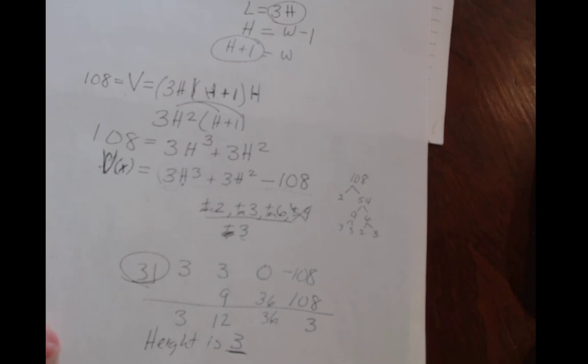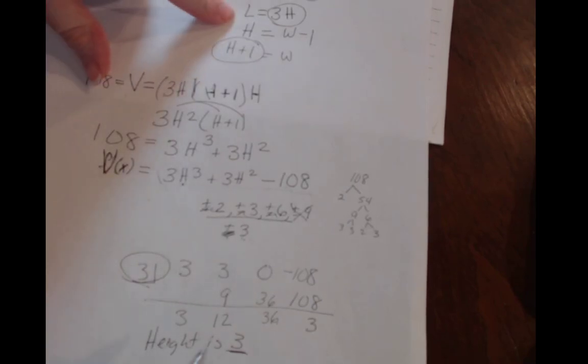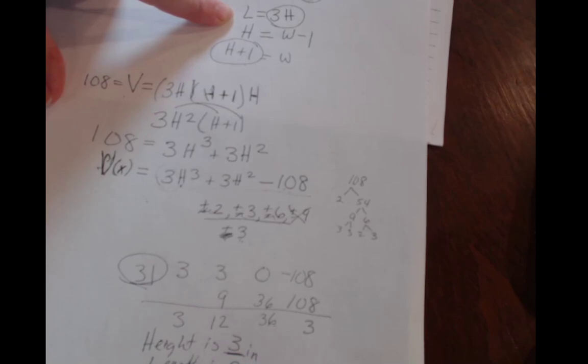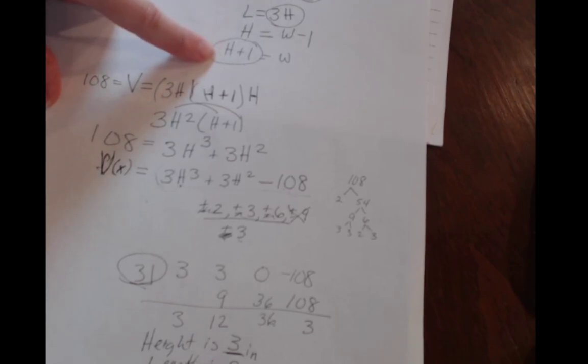The height is 3, and the length is 3 times the height. If we recall up here, the length is 3 times the height. So the length is 9 inches. And the width is the height plus 1. So that's 3 plus 1, which is 4 inches. So there we have that one. Yay!